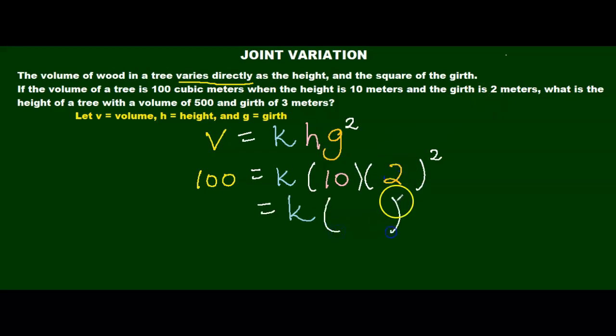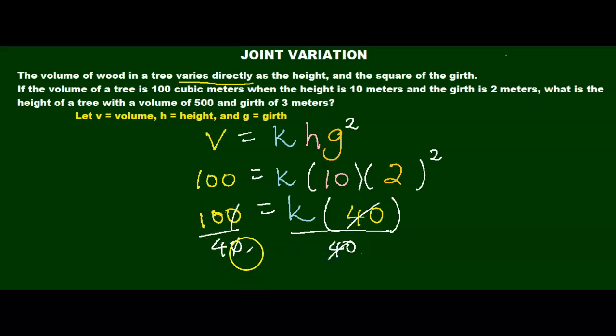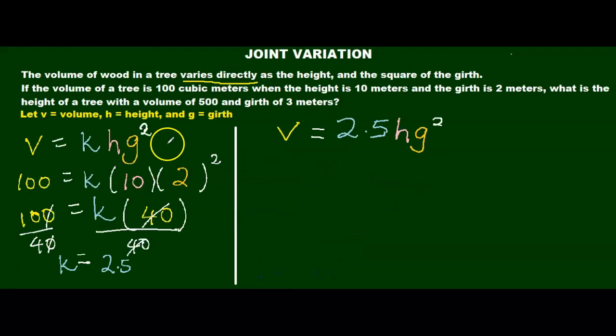We're going to simplify that. 2 squared is 4, 4 times 10 is 40. And then we're going to divide both sides by 40. The zeros cancel out. 10 divided by 4, we can say that K equals 2.5. We put our K equals 2.5 into our original equation.